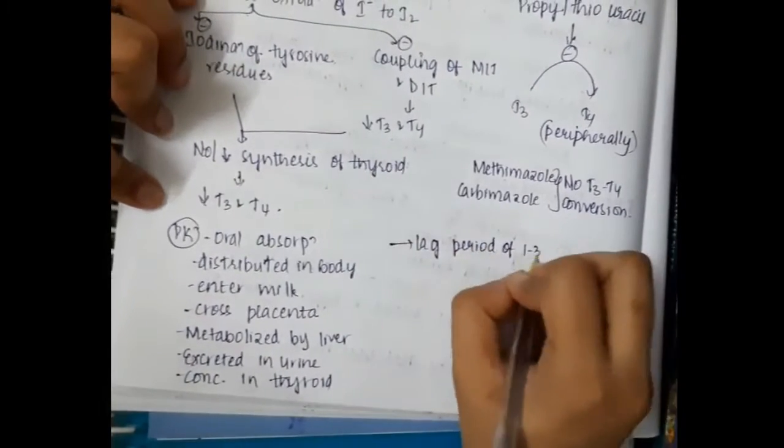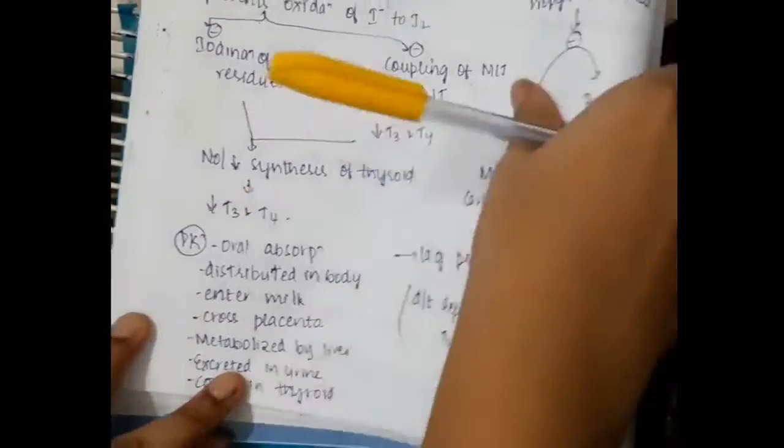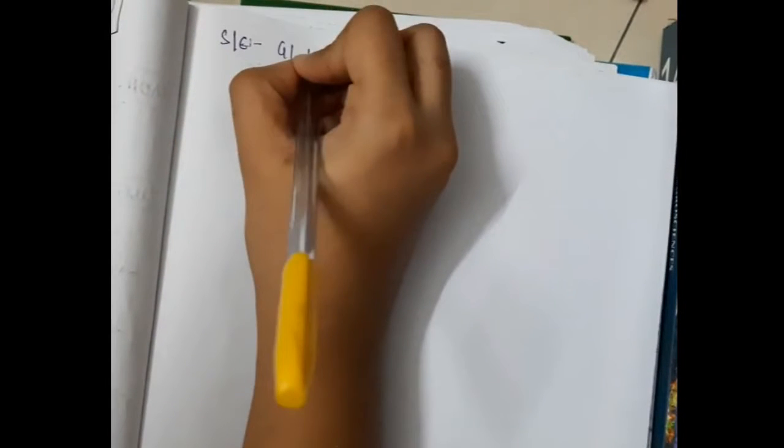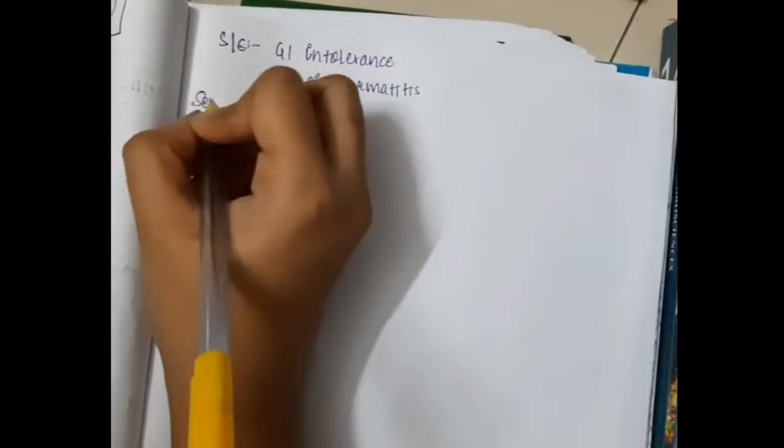They have a lag period of 1 to 3 weeks, and this lag period is present due to the depletion of thyroid stored T3 and T4. When you stop these thyroid peroxidase inhibitors, for the thyroid function to come back to its original position, it takes almost 1 to 3 weeks, because our body has to replenish the stores of T3 and T4. Then the side effects include GI intolerance and allergic dermatitis.